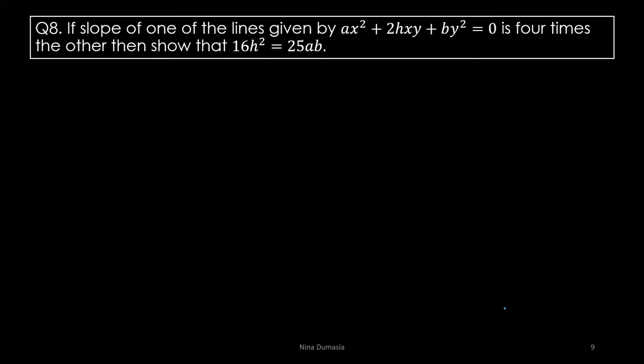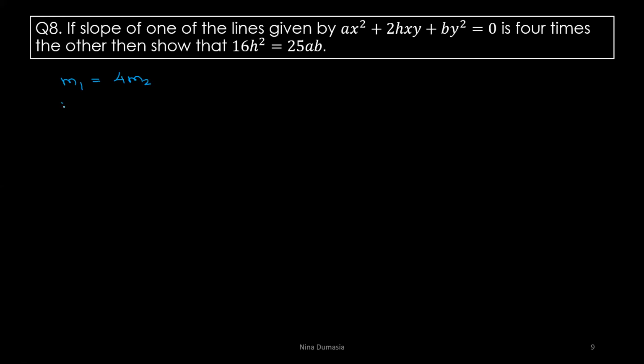If the slope of one of the lines given by ax square plus 2hxy plus by square is equal to 0 is 4 times the other, then show that 16h square is equal to 25ab. Now we are given that m1 is equal to 4 times m2.